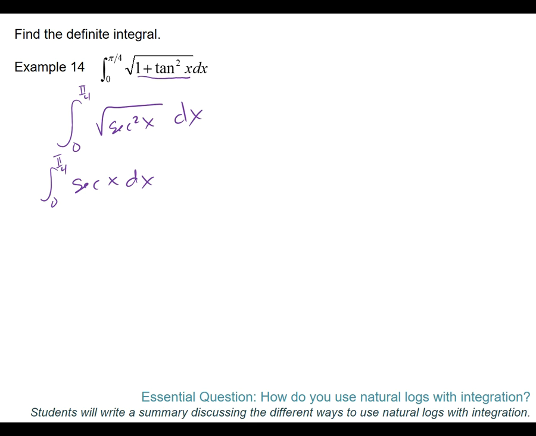Okay. Alright. Now go look at your new chart, right? When we integrate secant, what do we get? Natural log, good. Secant x plus tangent x. And it's not a plus c because it's definite. So 0 to pi over 4. It's been a while since we've seen pi over 4.